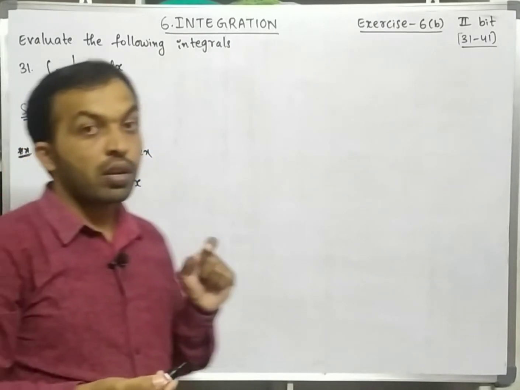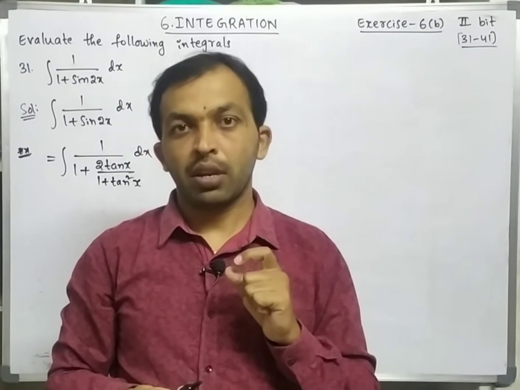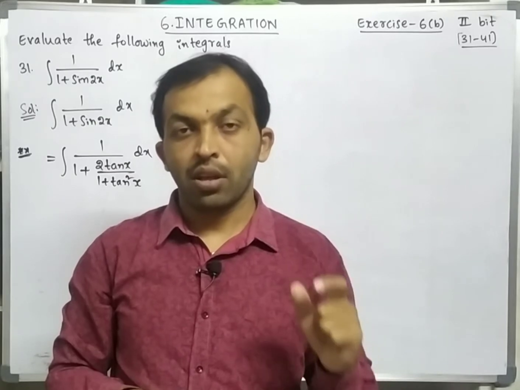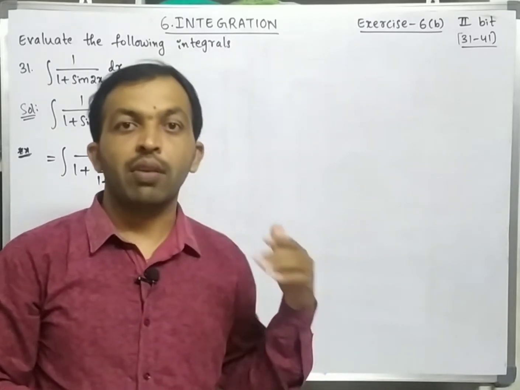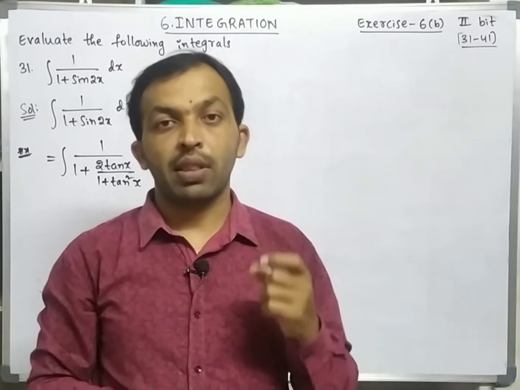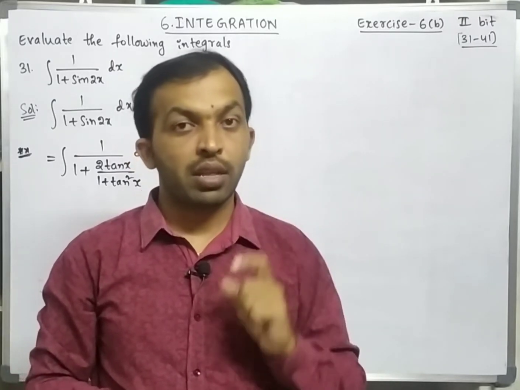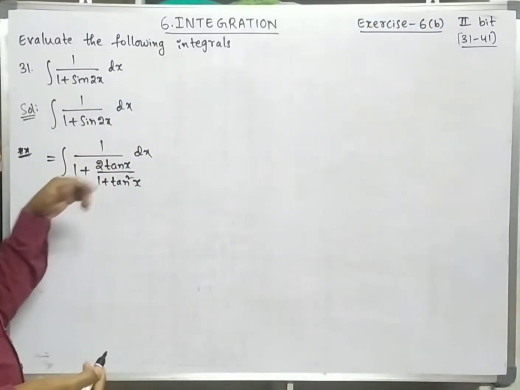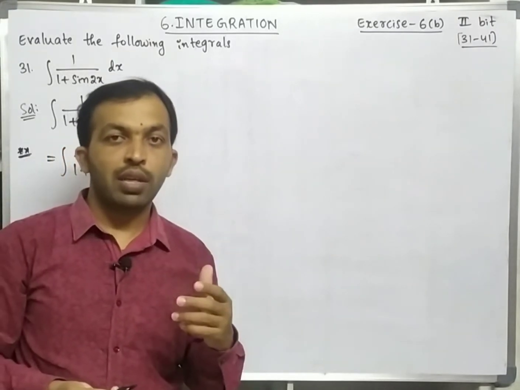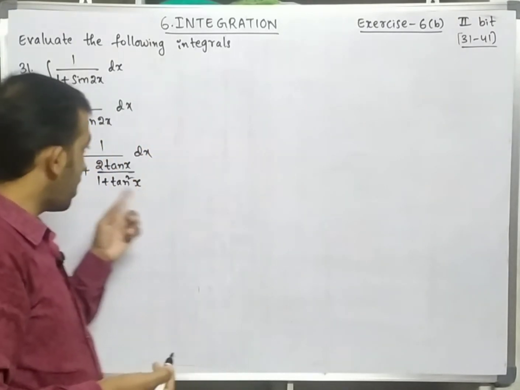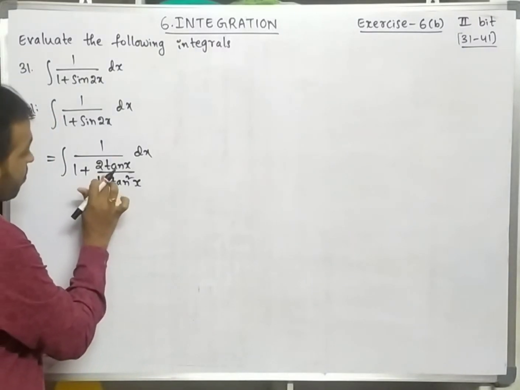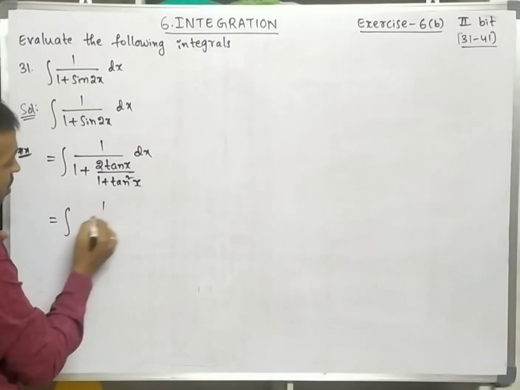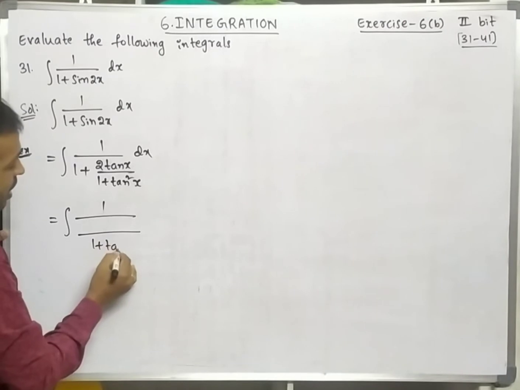Trigonometry plays an important role. Trigonometry comes in differentiation, limits, continuity, and also integrations, and in many other areas. So trigonometry is very important, so go through the trigonometry formulas once also. Here, for sin 2x we have 2 sin x cos x, and also in terms of tan, 2 tan x by 1 plus tan square x.